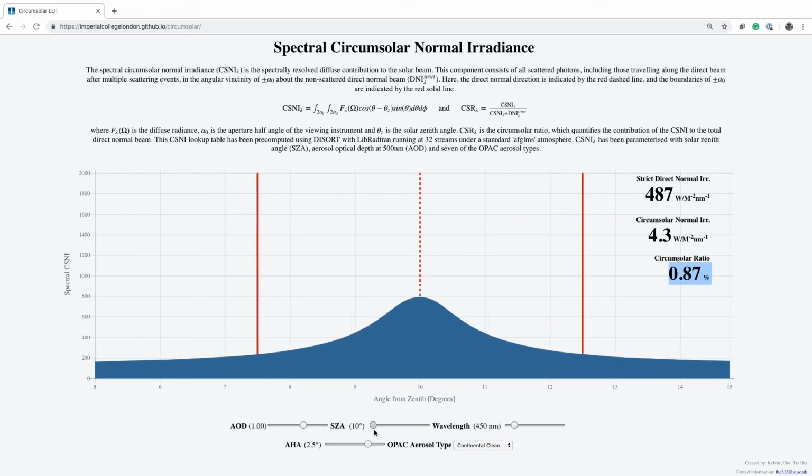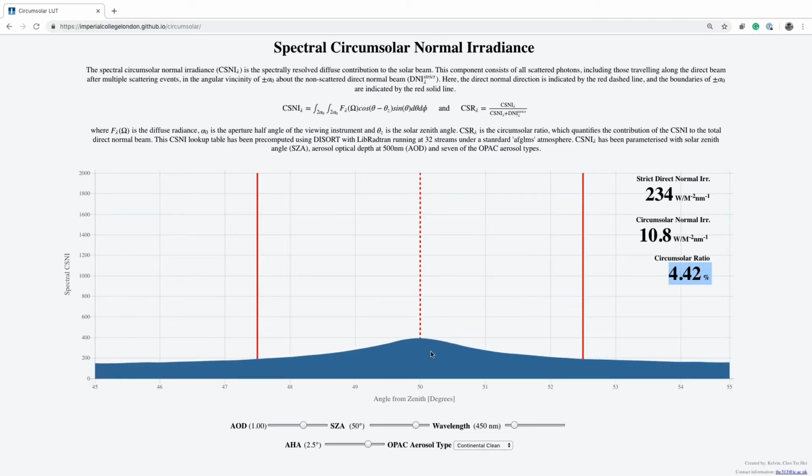Another thing we can change is the solar zenith angle. That basically means how thick the atmosphere is. As we go to higher and higher solar zenith angle, the absolute amount of circumsolar radiation decreases because the atmosphere is thicker, so more absorption is happening. But the percentage contribution increases because the direct beam is also attenuated as it travels through a thicker atmosphere.